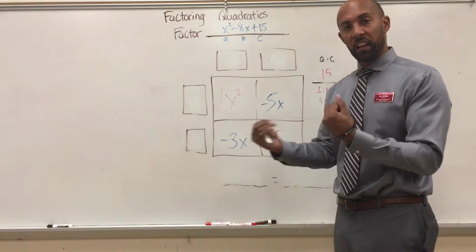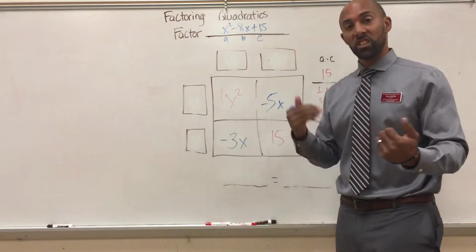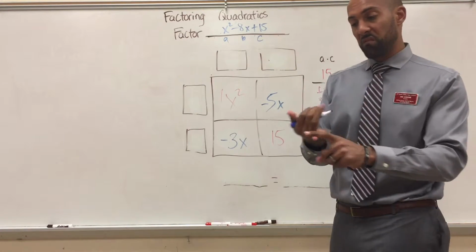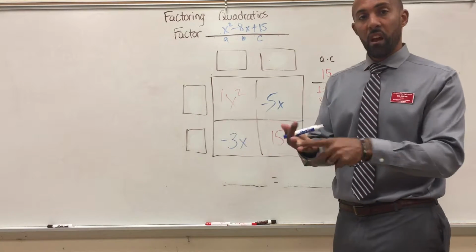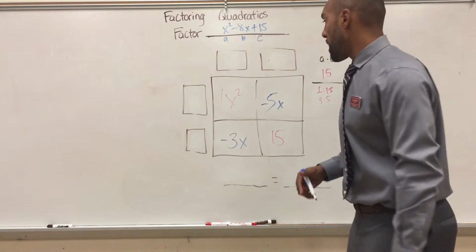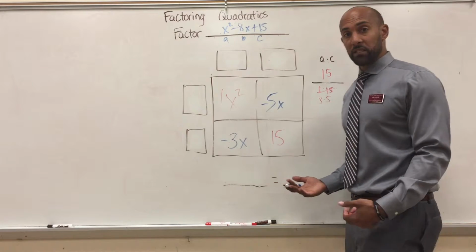So you have to play with the signs. Okay, once you find your 2 numbers, change the signs. Make it positive, make it negative, okay? Or make them both negative, okay? Now we do the GCF step, okay? Last step, here we go.